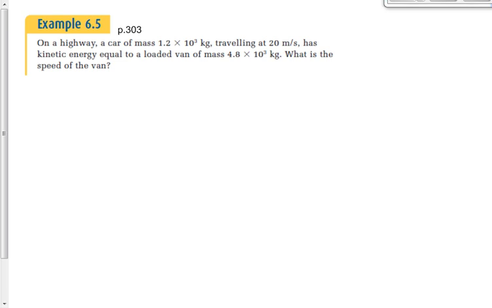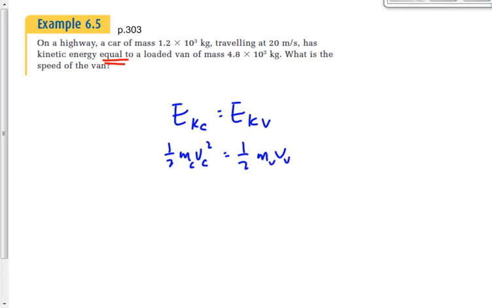We're told here that the kinetic energy of the car is equal to the kinetic energy of the loaded van. So let's say EK for car is equal to EK for the van. Now we know the equation for kinetic energy, it's 1/2 mv squared. So 1/2 the mass of the car times the speed of the car squared is equal to 1/2 times the mass of the van times the speed of the van squared. If we're just looking for kinetic energy, EK is equal to 1/2 mv squared. But if they tell you two kinetic energies are the same, then let's set them equal to each other.